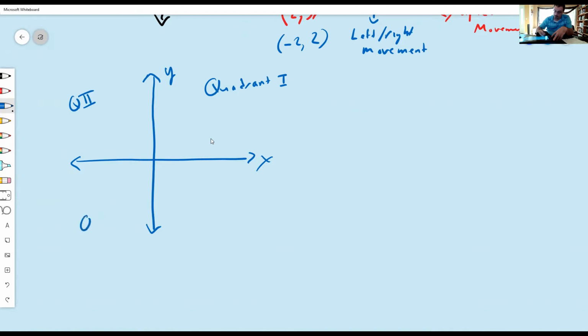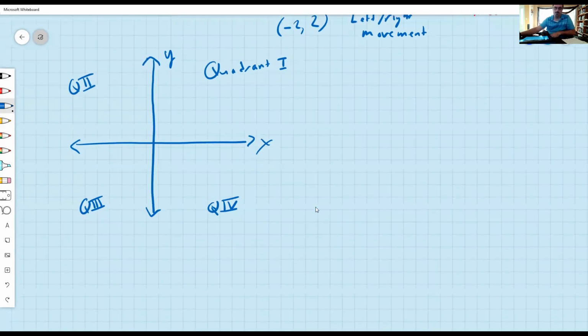Quadrant 2, quadrant 3, quadrant 4. In algebra, the idea of quadrants doesn't come up too often, but every once in a while that'll be brought up. In trigonometry and calculus, the idea of quadrants is very important.